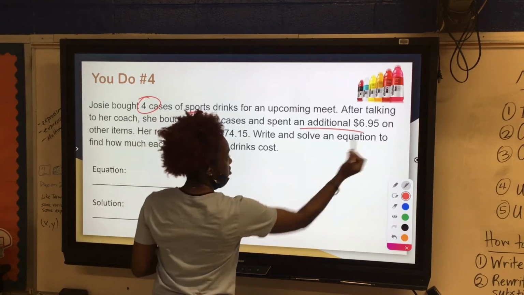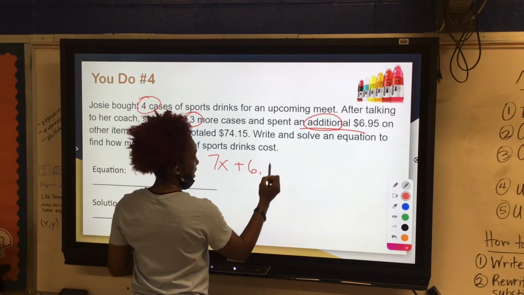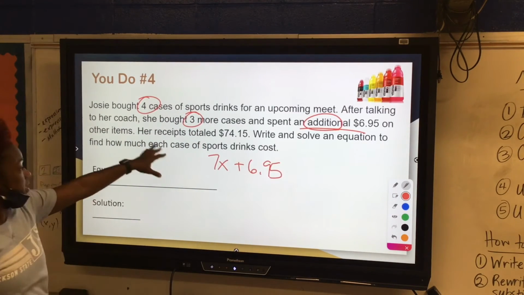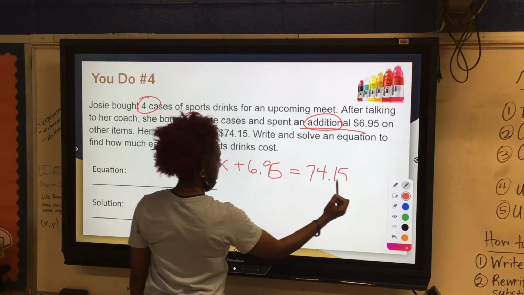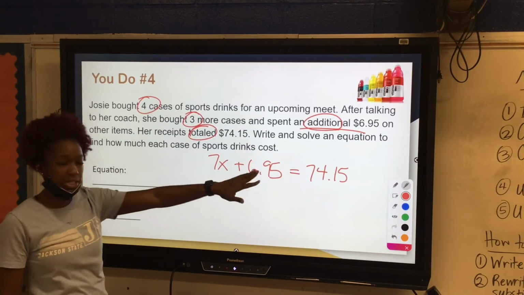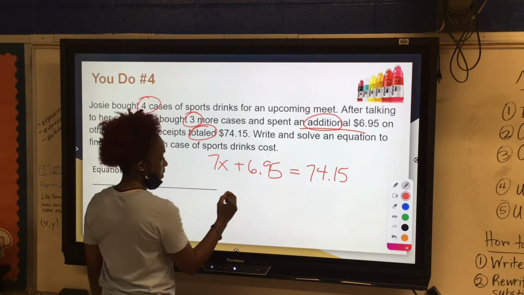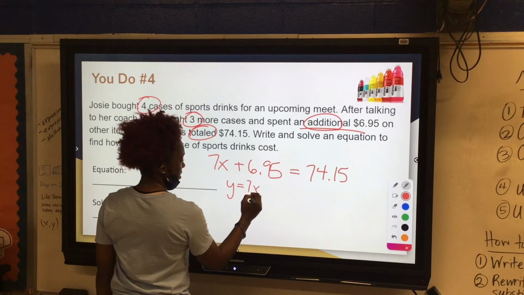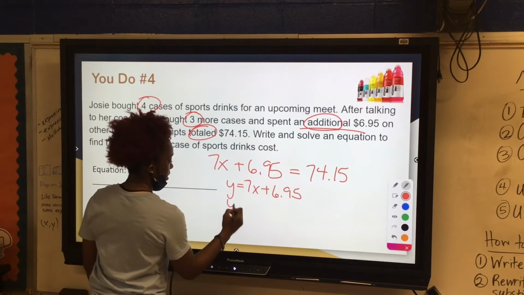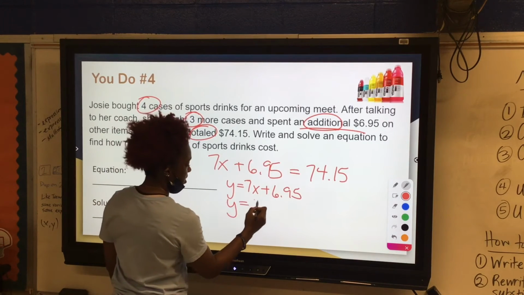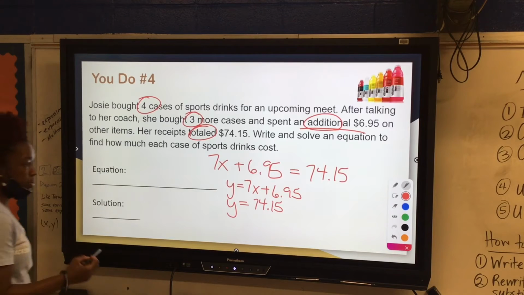And then she spent an additional, which means I have to do what? Add. Addition, okay? Add 6.95 on other items. Her receipt totaled, which means that's equal to 74.15. Now, if you did 4x plus 3x, you would get the same answer, okay? So in Desmos, we have to put y equals 7x plus 6.95, and then in the second box, we'll put y equals 74.15. Okay?